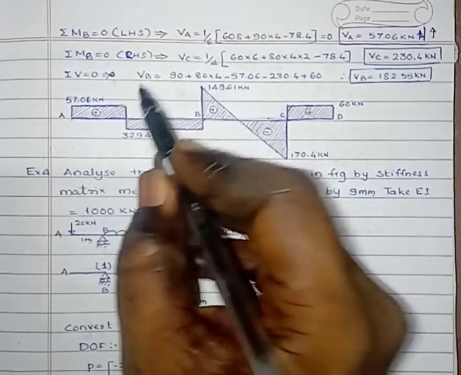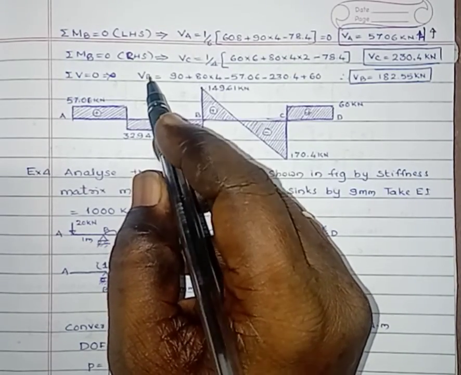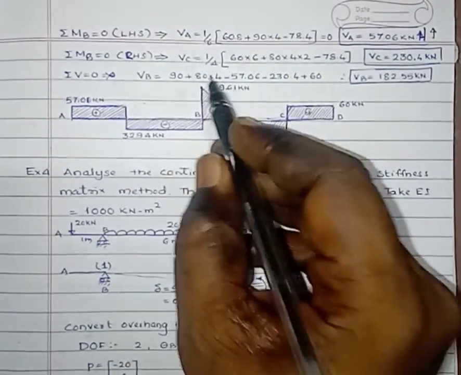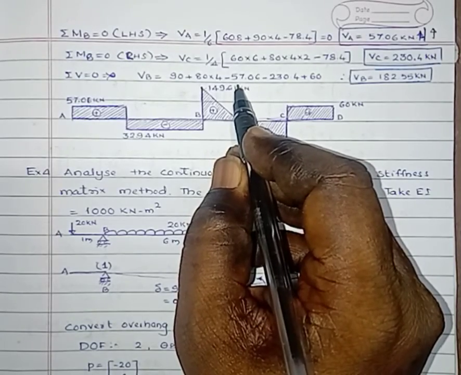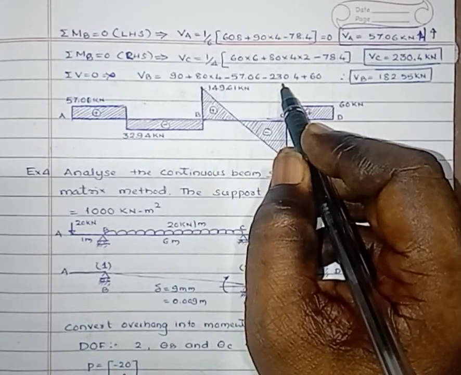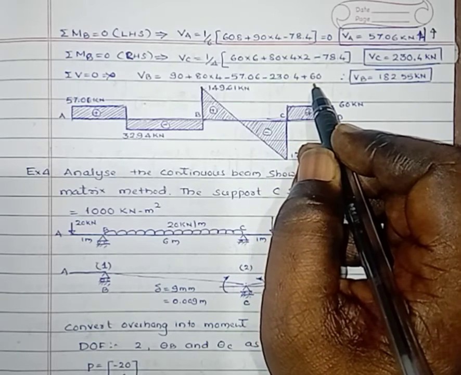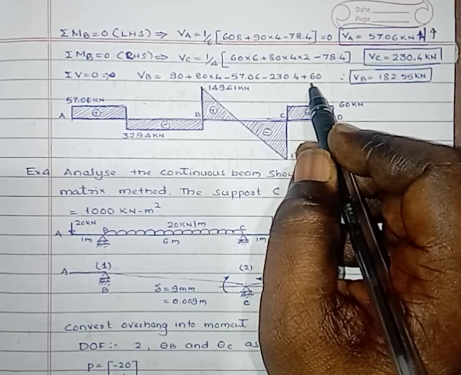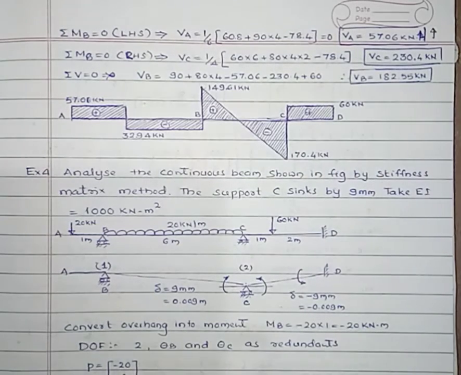Then by applying another equilibrium equation, summation of V equals 0, taking the summation of the forces in the vertical direction equals 0. Now VB equals 90 plus 80 into 4 minus VA, that is 57.06, minus VC, that is 230.4, plus the force acting at the end point D, that is 60. Then VB equals 182.55 kilonewton.